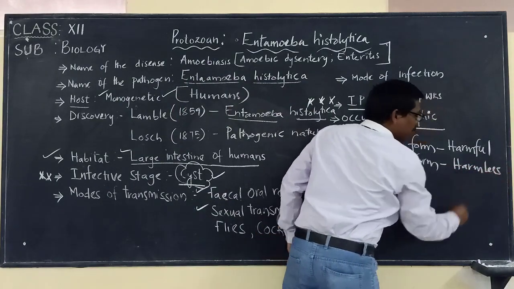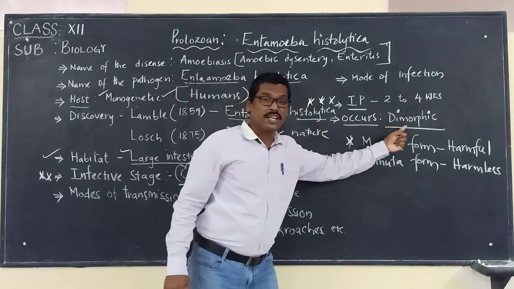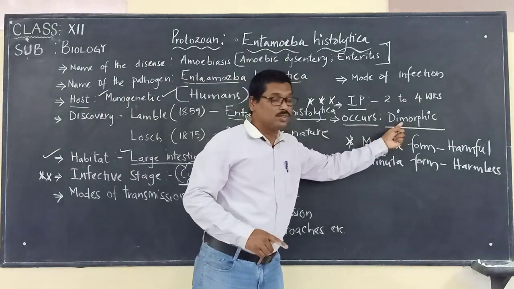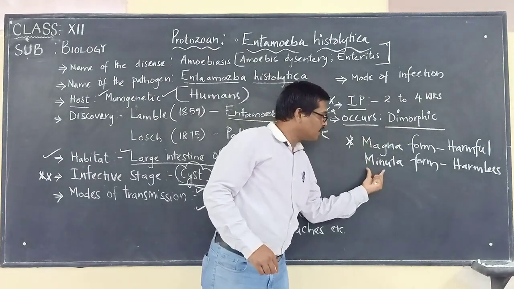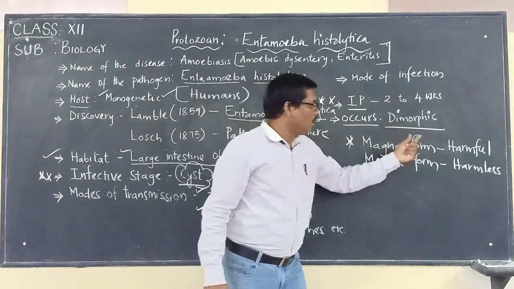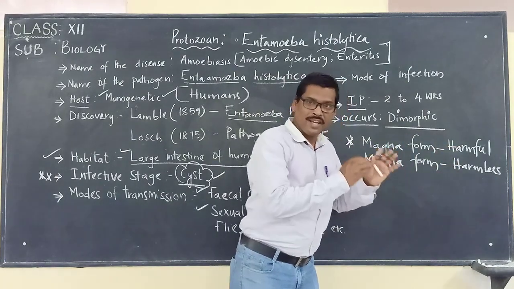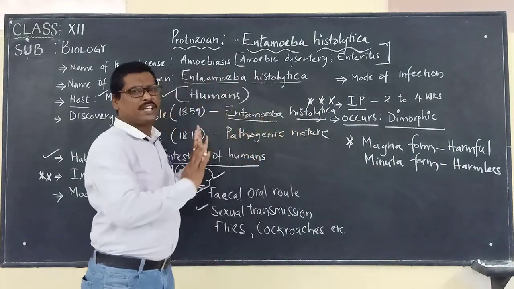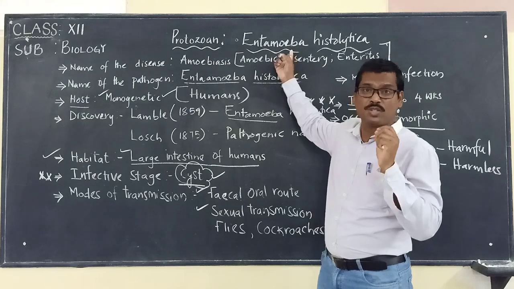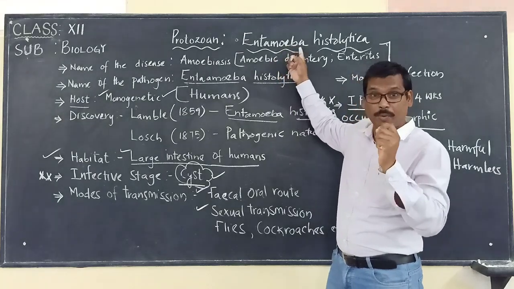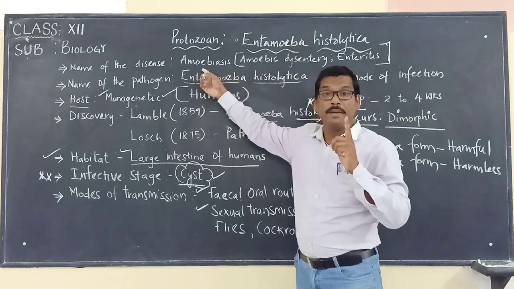So here, we have to remember that Entamoeba histolytica occurs in two forms, for which we use the word dimorphic. One is called what? The magna form, and the other is called the minuta form. The magna form is harmful, the minuta form is harmless. These are the simple points that we have to keep in mind when we are talking about the protozoan Entamoeba histolytica, which is causing the disease called amoebiasis.